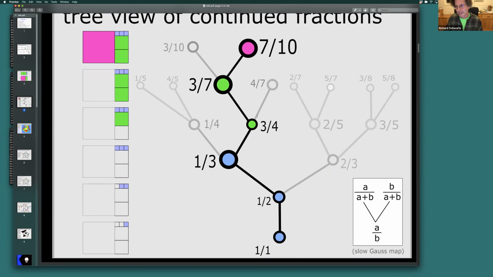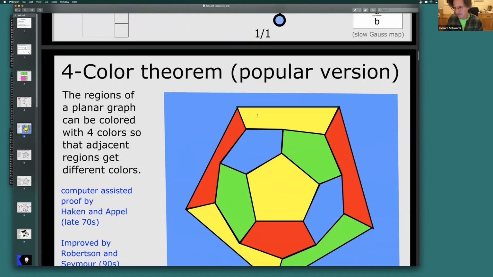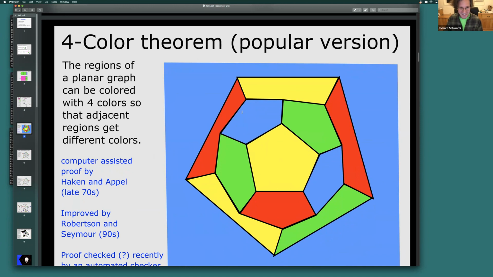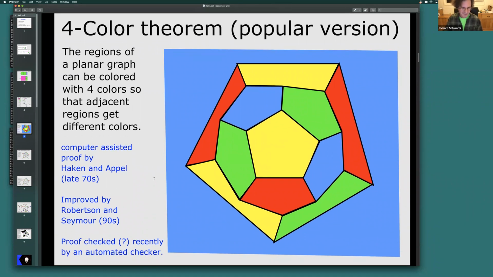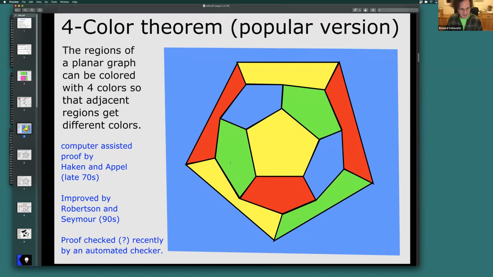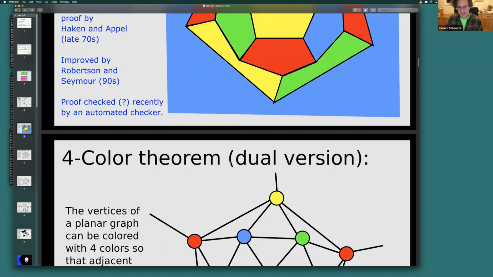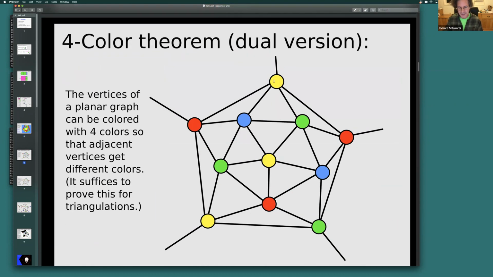It's closely related. Okay, four-color theorem. So maybe this needs no introduction. Here it is. This is supposed to be a graph of the regular dodecahedron, with the blue supposed to be just the outer face, and then you can color it with 4 colors. Okay, it's a computer-assisted proof so far. Here's the dual version. The dual version is that you have a planar graph, and you can color the vertices with 1 of 4 colors so that adjacent vertices get different colors.